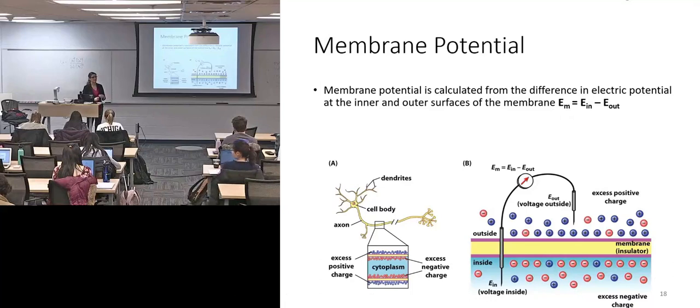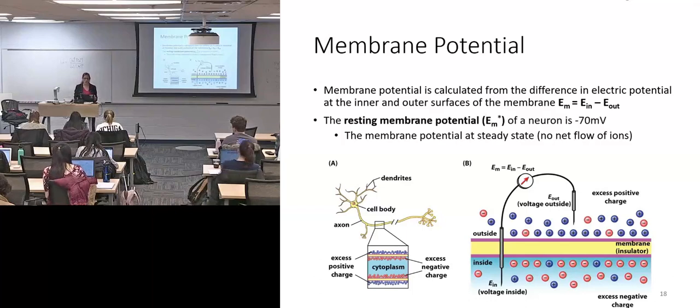But if I'm moving out to in, signs need to flip. Things need to flip. Okay, so just keep that in mind. So when we say that the resting membrane potential is negative 70 millivolts, it's because we've done inside minus outside. The inside is negative minus the outside.